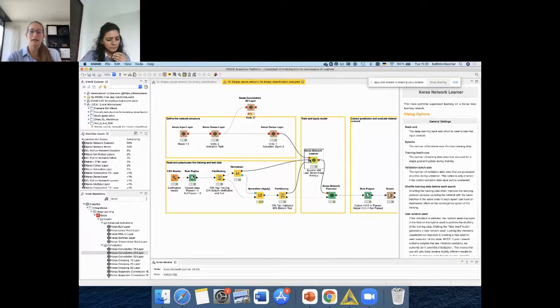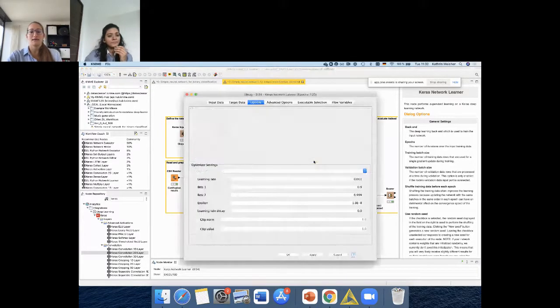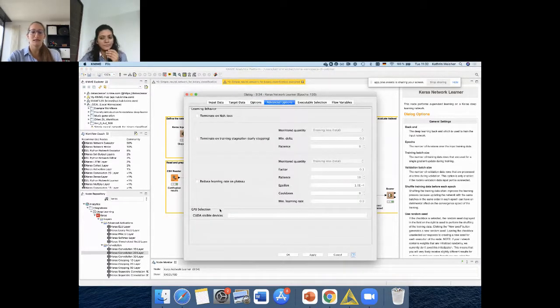What we have as well in KNIME Analytics Platform, or what you can do with Keras and TensorFlow, is to train a neural network on the GPU, if you have a GPU. And that's something you can do here in the advanced settings. So if you have a CUDA visible device, then you can also use GPU acceleration inside of KNIME Analytics Platform to train your neural networks.